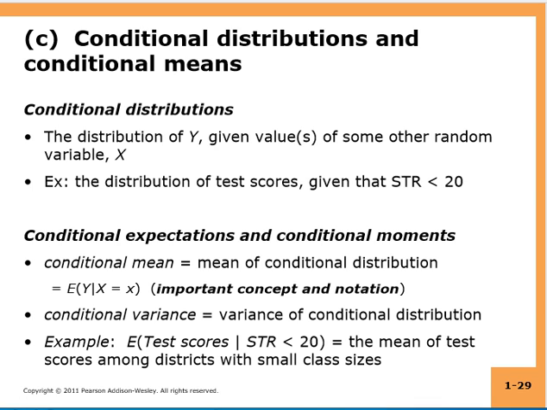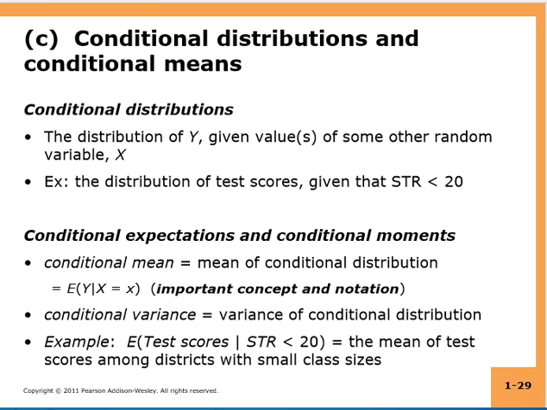See, even for school districts where the student teacher ratio is less than 20, it's not that all of them will have the same achievement scores. There will be variation between that also. So when you look at that distribution of those test scores, that is called the conditional distribution.